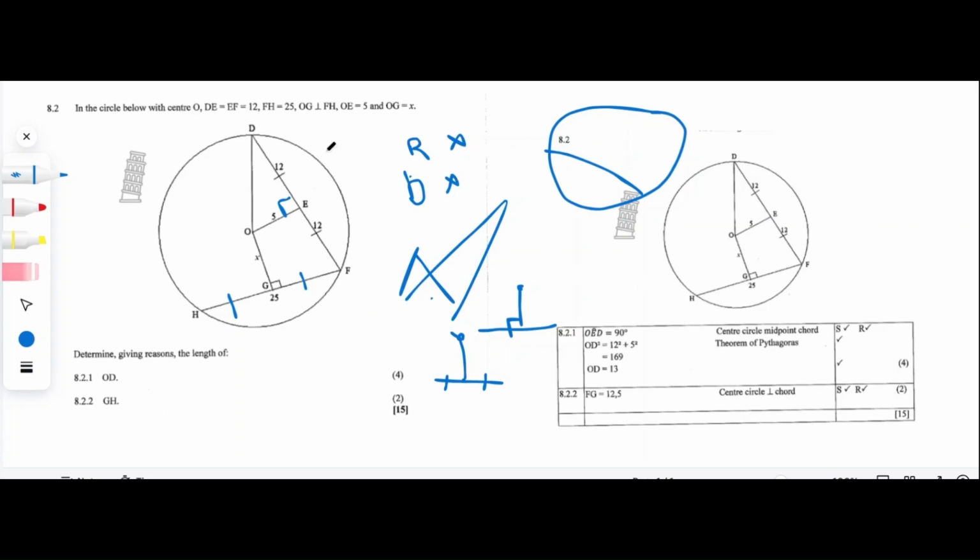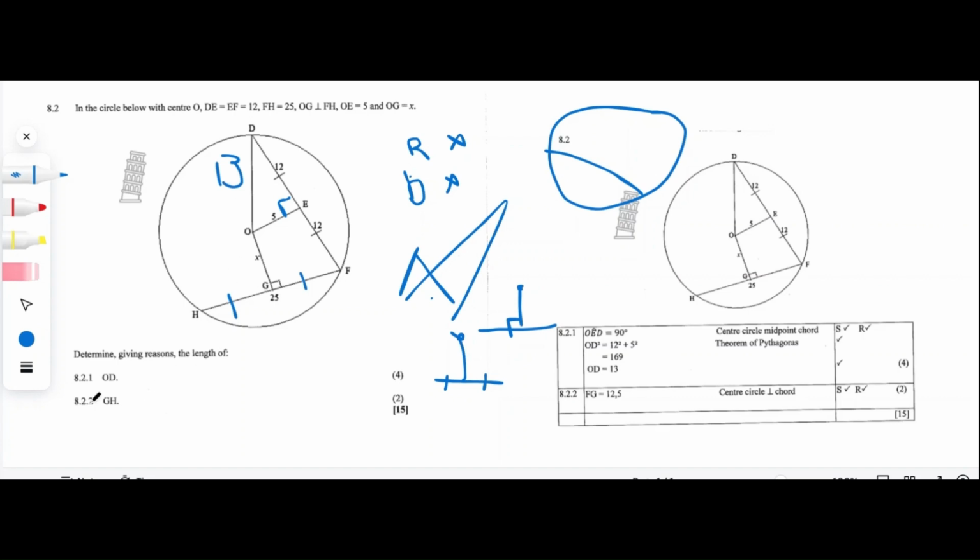So you're just going to use Pythagoras since OD is the hypotenuse. It is the line that is right opposite the 90-degree angle, the longest side of the triangle. Take OD to the power of 2, then take the other sides, 12 to the power of 2, 5 to the power of 2, add them, square root it, giving an answer of 13. So we know OD is equal to 13.